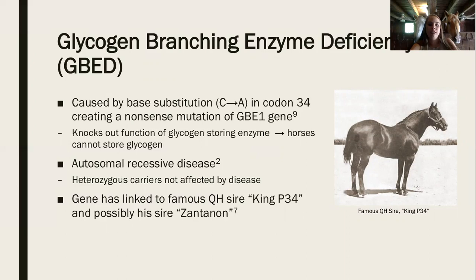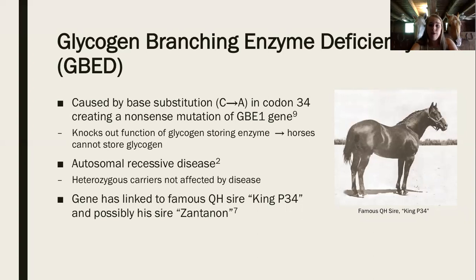This disease is caused by a base substitution, a C to an A, in codon 34 of the GBE1 gene. This is a nonsense mutation, so it's a knockout of function. It is knocking out the function of the glycogen storing enzyme. So affected horses cannot store glycogen at all, which means they will not be able to carry out normal bodily functions, and it will eventually mean death of the horse.